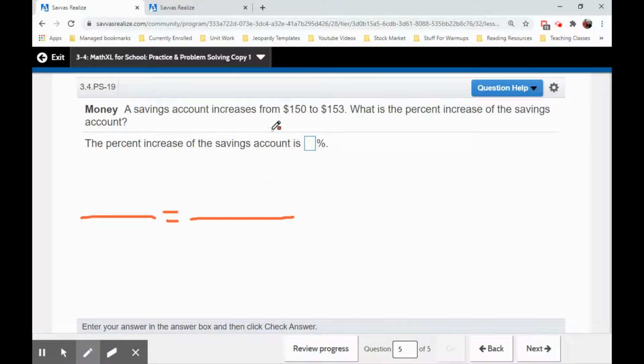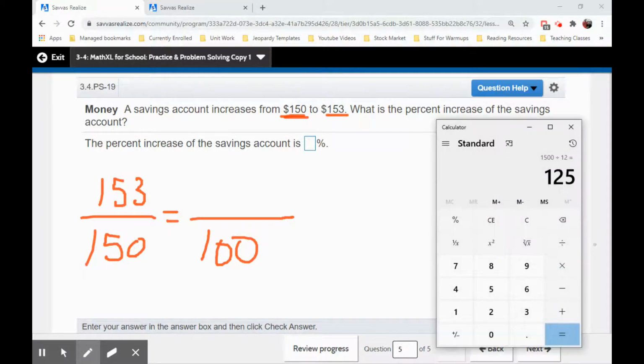Number 5 says the savings account increases from 150 to 153. What is the percent increase in the savings account? So it goes from 150 up to 153. So your old amount was 150 and your new amount is 153. And they want to know what the percent increase is here.